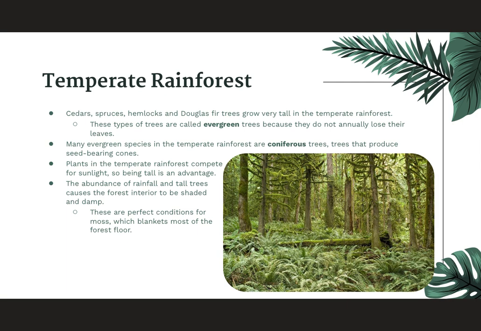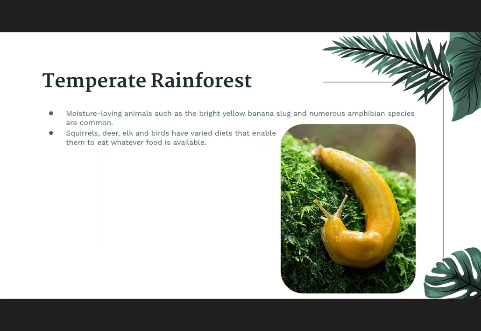All right. Plants in the temperate rainforest compete for sunlight, so being tall is an advantage. The abundance of rainfall and tall trees causes the forest interior to be shaded and damp. These are perfect conditions for plants like moss, which cover most of the forest floor. Moisture-loving animals, such as the bright yellow banana slug and numerous amphibian species, are common.